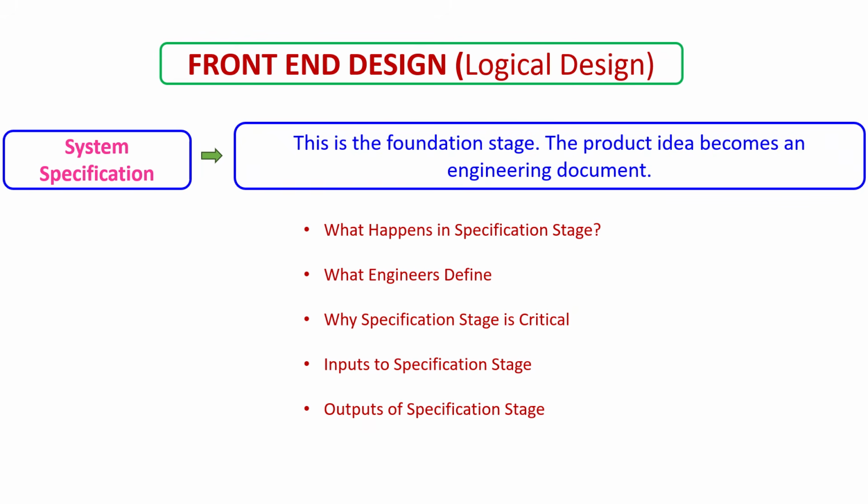And what are the inputs to the specification stage? The inputs come from market requirements, customer requirements, previous generation chip data, cost target, and manufacturing constraints. What are all the outputs of the specification stage? At the end of the stage, we get the functional specification document, performance targets, power and area targets, and architecture planning document. These documents are handed over to the architecture team for the next process.